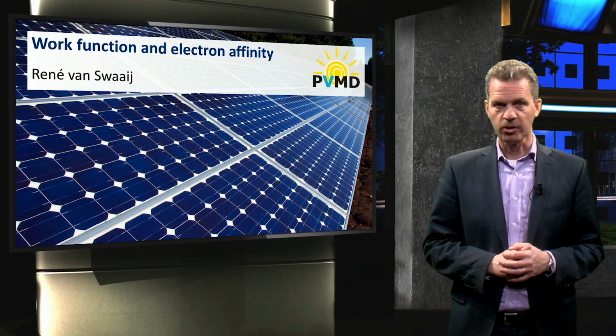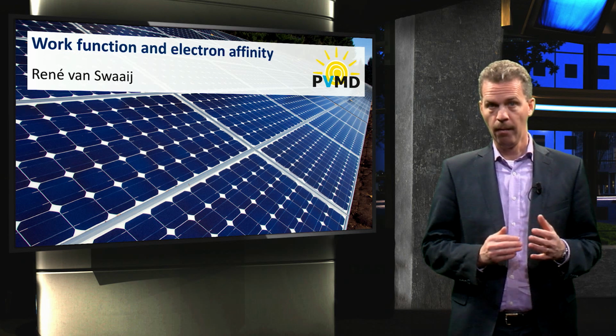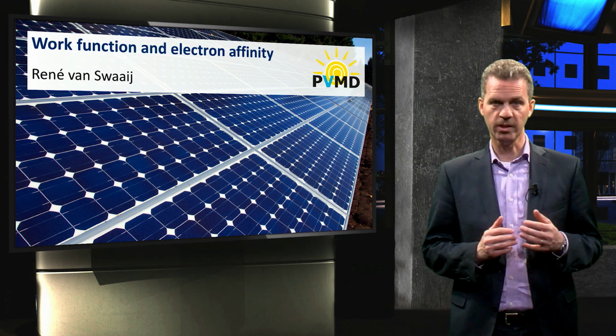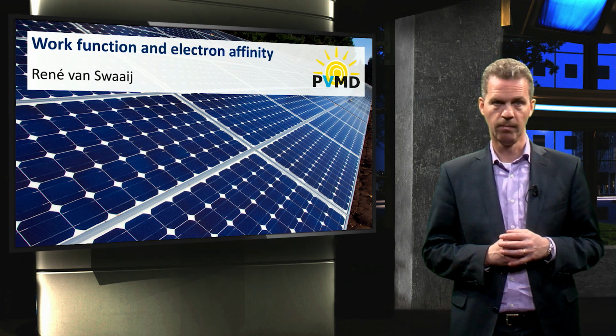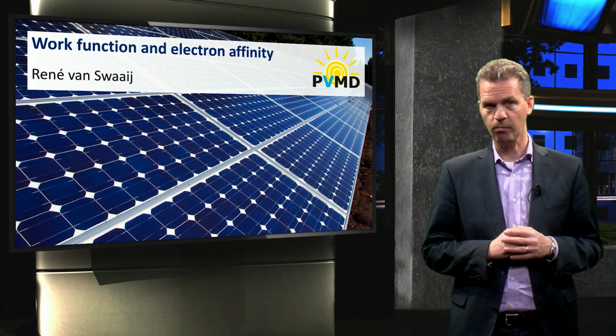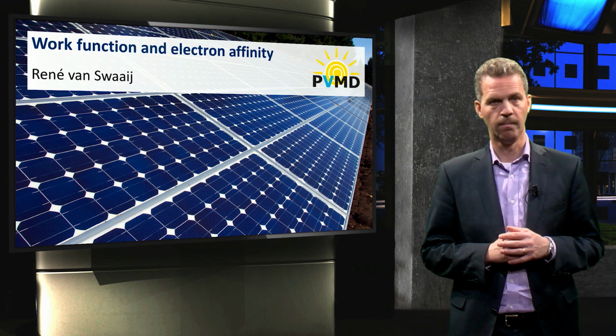In addition to semiconductors, metals also play an important role in solar cells. Metals make up the contacts that collect the charge carriers that are produced in the semiconductor layers of the solar cell. In this video, we will discuss some important physical properties of metals and semiconductors so that we can understand how the metals will interact with semiconductors in a full solar cell.